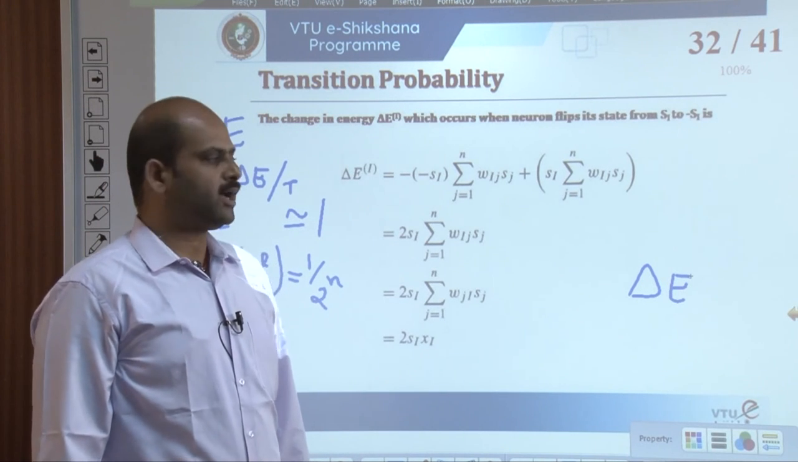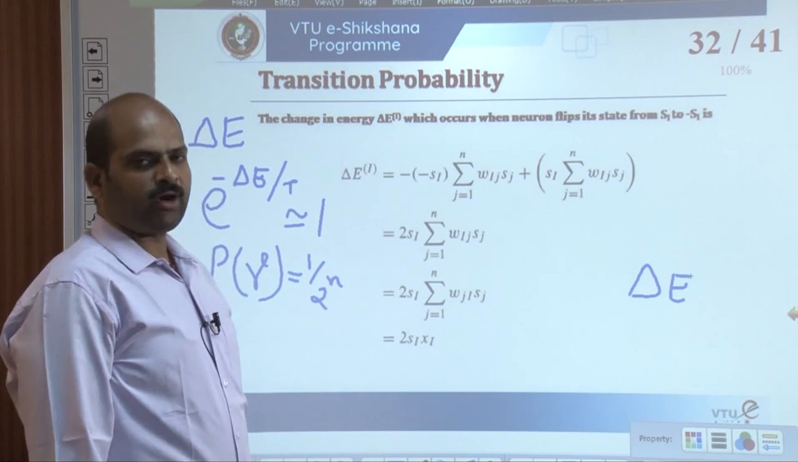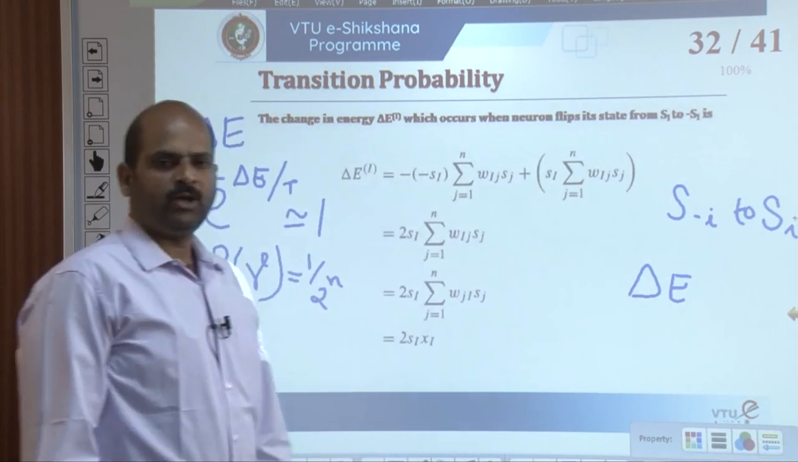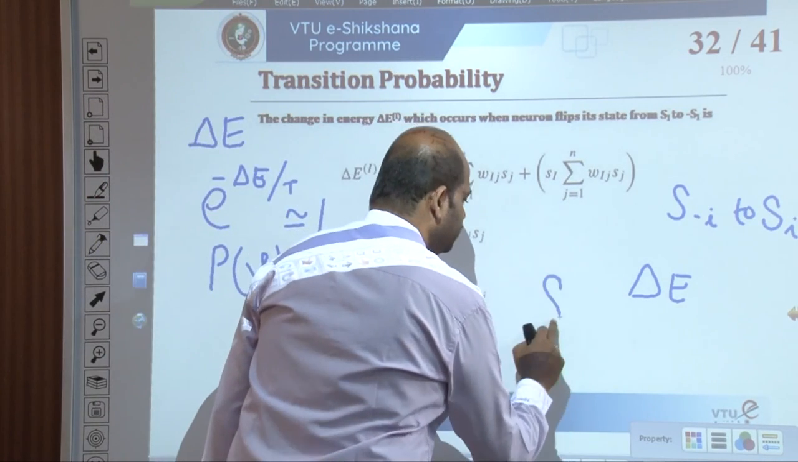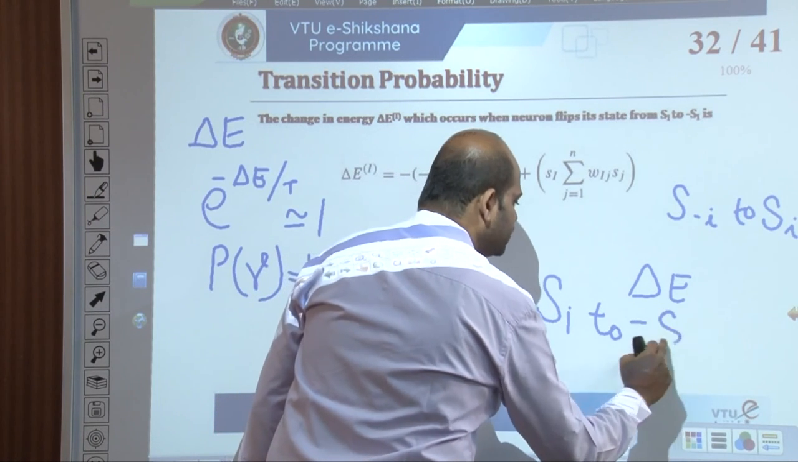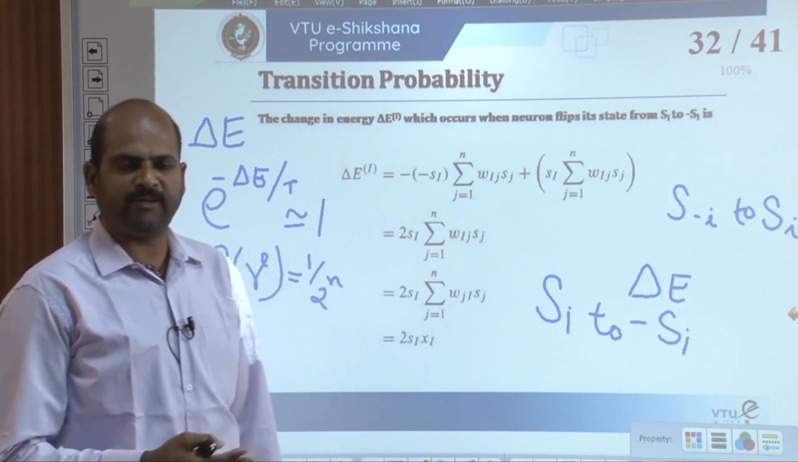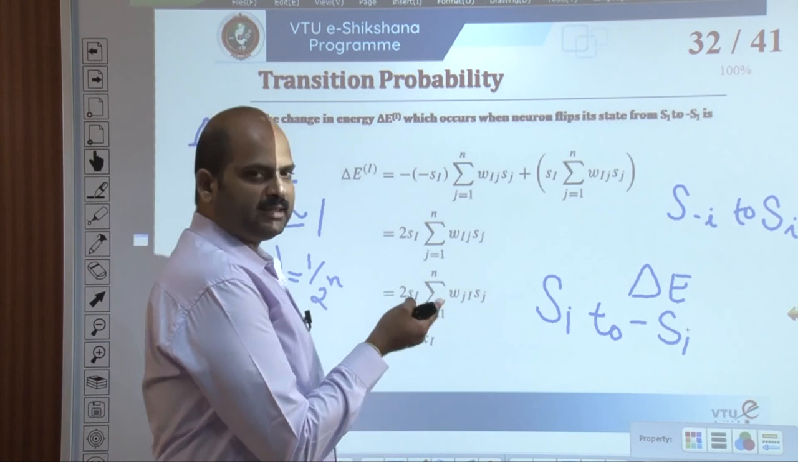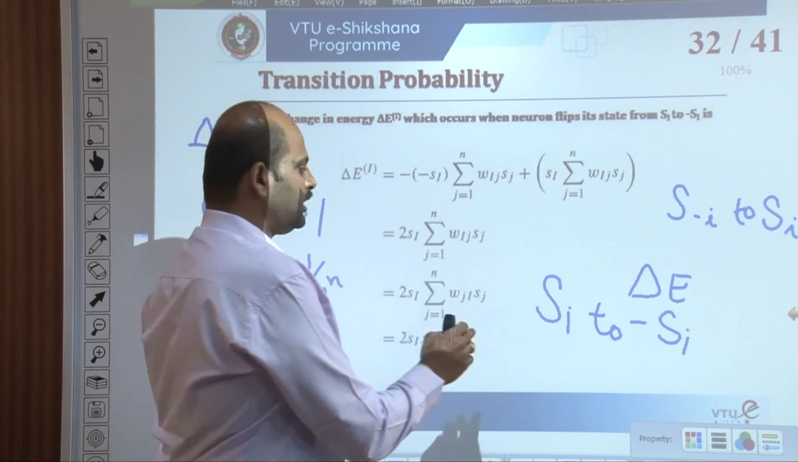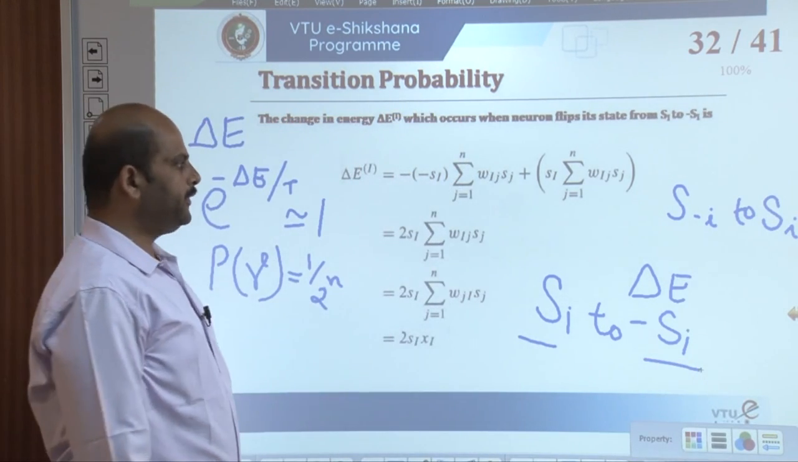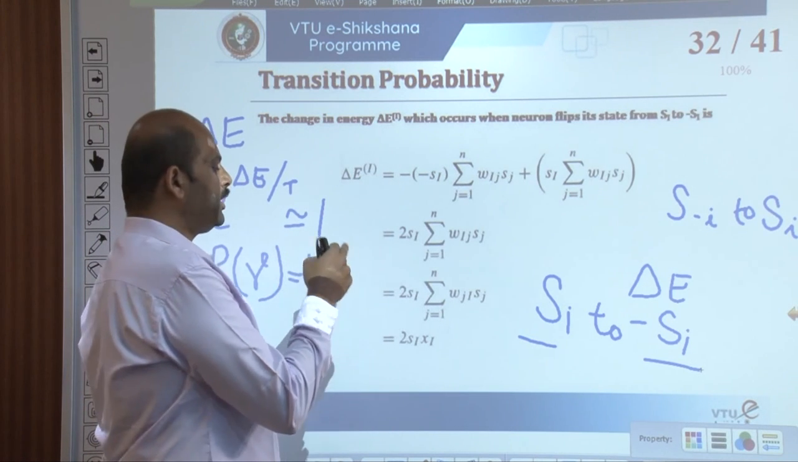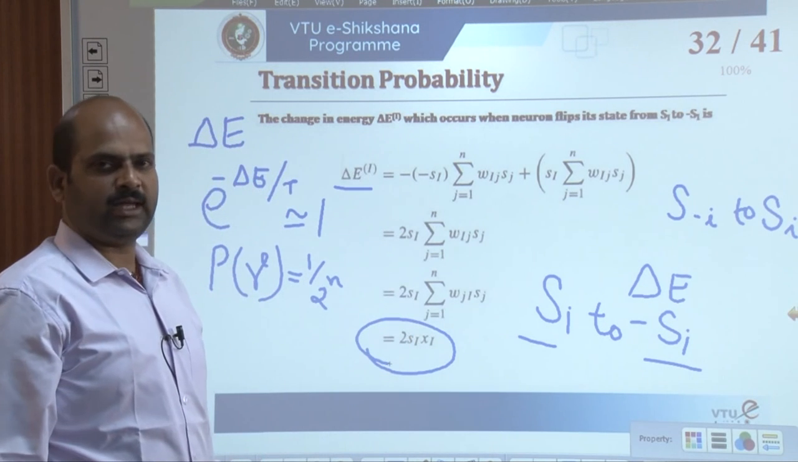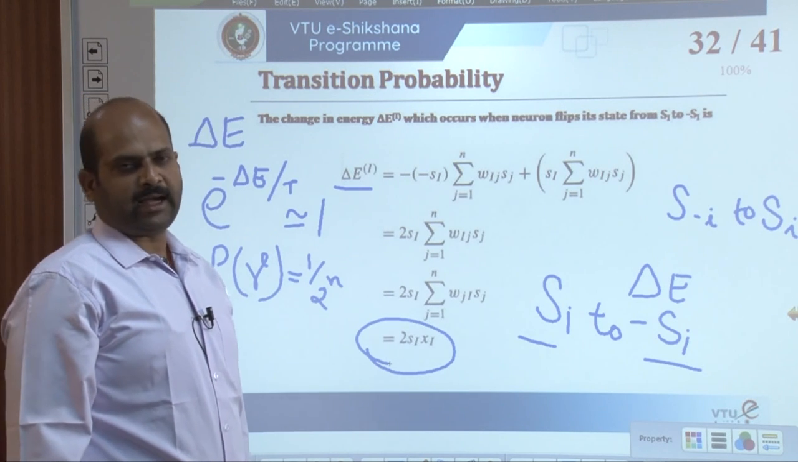occurs when neuron I flips its state from Si to minus Si. When the neuron flips, these changes are going to be observed. The change in the energy which occurs when neuron I flips from state Si to minus Si, the energy equation is identified as del E to the power of I is equal to 2 into Si Xi.